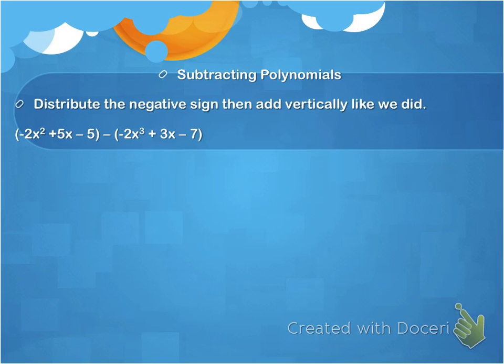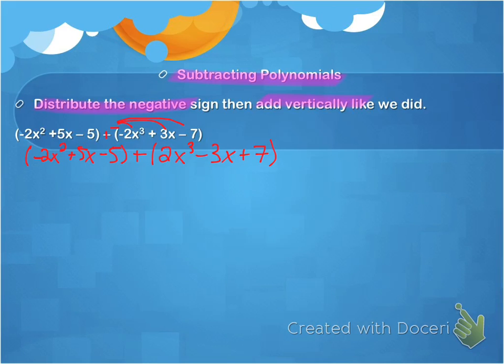Then the last thing I'll do is I'm going to subtract these polynomials. So I distribute the negative sign, then add vertically just like we did. So again, subtraction is the same as plus and negative. So what I'm going to do is change this subtraction sign to plus and negative, and then distribute this negative to each of these terms. So I'm just going to rewrite this, negative 2x squared plus 5x minus 5 plus, then when I distribute a negative sign, it just changes each of these signs. Negative 2x to the 3rd becomes 2x to the 3rd minus 3x plus 7. Each of those signs changed.